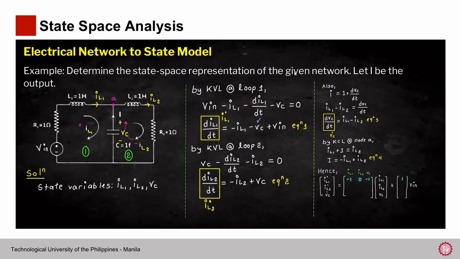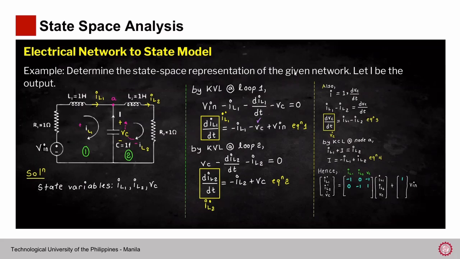Tama ba? Look at the equation 1. Negative IL1, so may negative 1 ka doon. Wala kang IL2, so that is 0. Okay, and then you have your VC also, so negative 1 sa VC. Okay, and then VIN is 1. For IL2 naman, guys, we can see here sa IL2 ay 0 po ito. So wala tayong IL1 sa equation natin. But we have IL2, so that's negative 1. Okay, and then VC, positive 1. We don't have any V in in the equation 2.